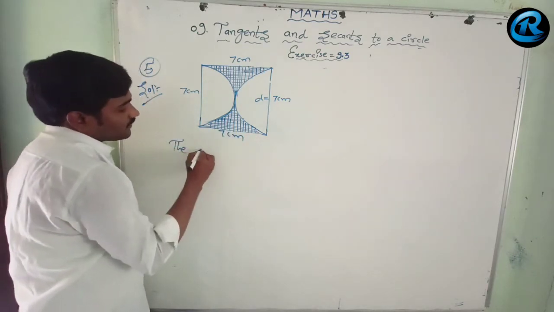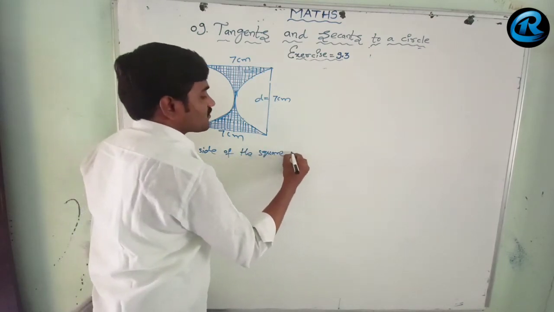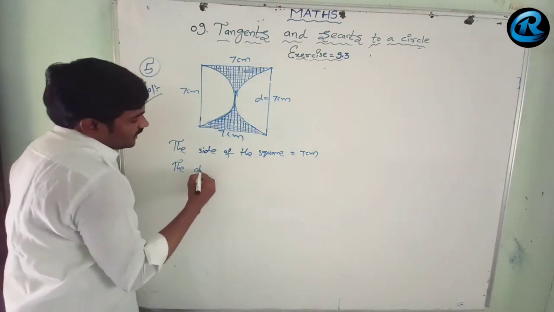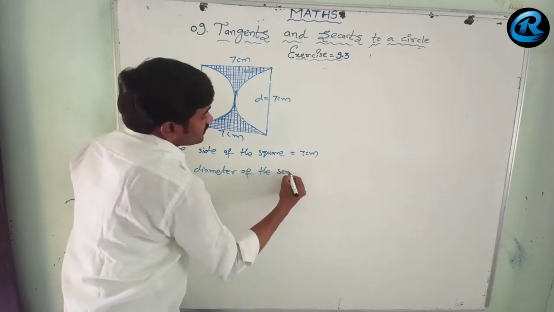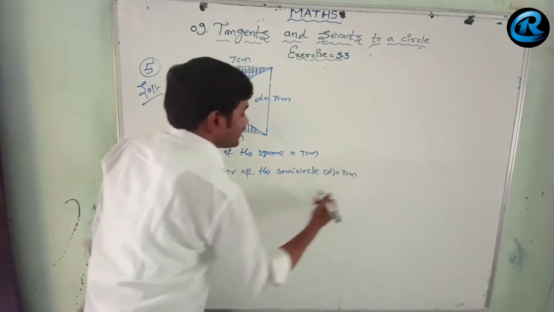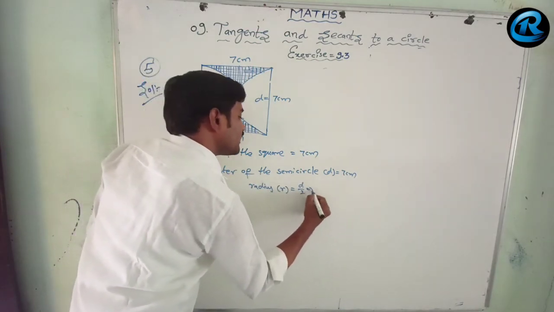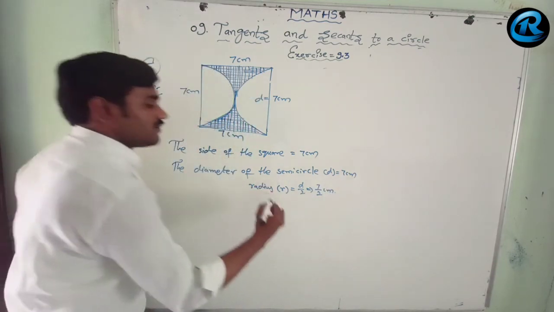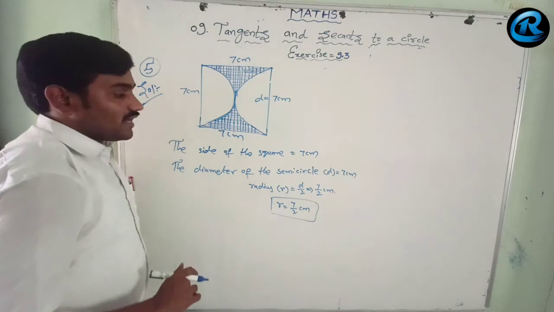The side of the square, from the figure we can write the side of the square is equal to 7 centimeter. The diameter of the semicircle d is equal to 7 centimeter. Then the radius of the semicircle r is equal to d by 2, that is 7 by 2 centimeters. We'll keep it like that only, r equal to 7 by 2 centimeters, and let us do this. And see what the question actually is.